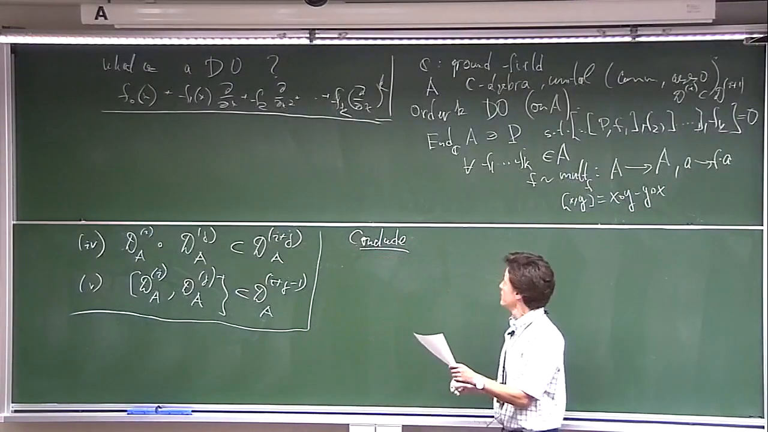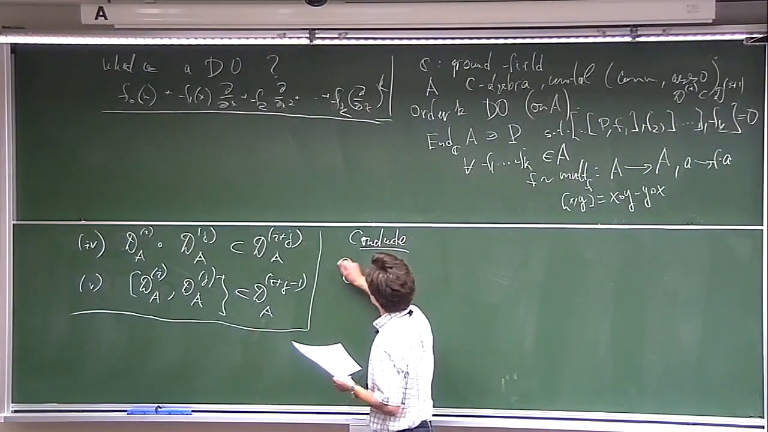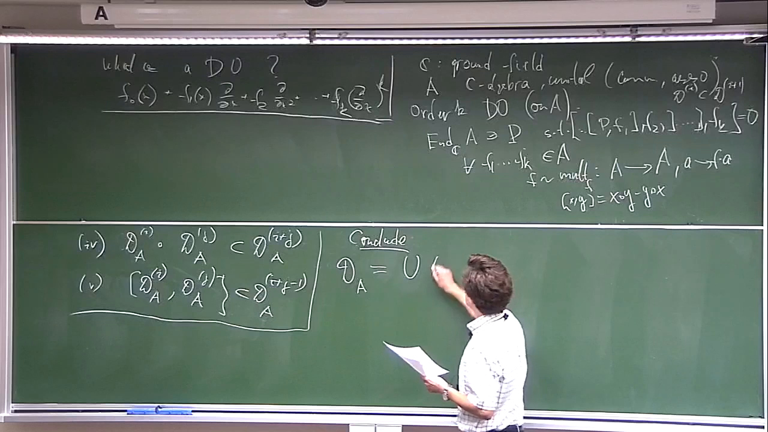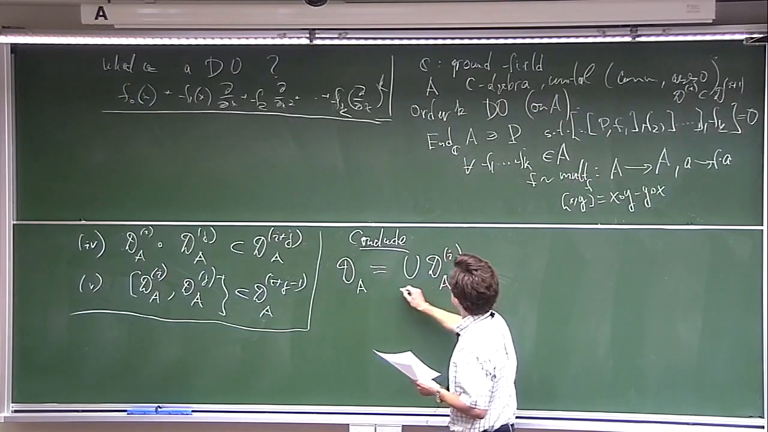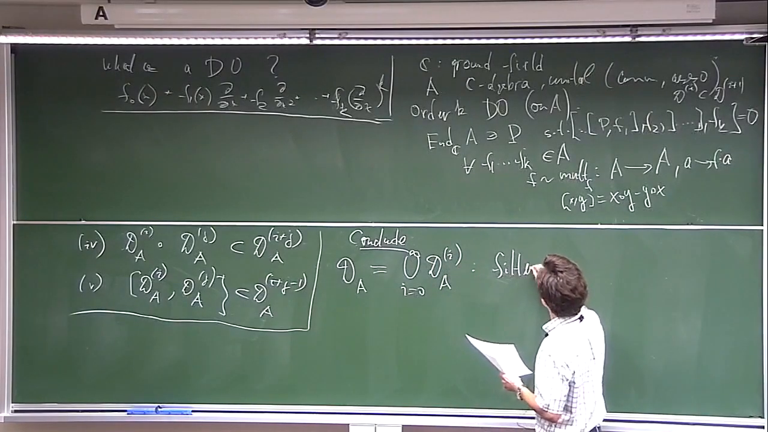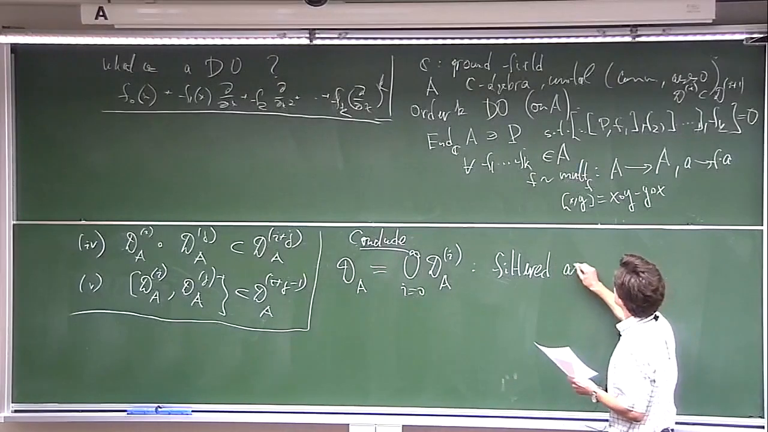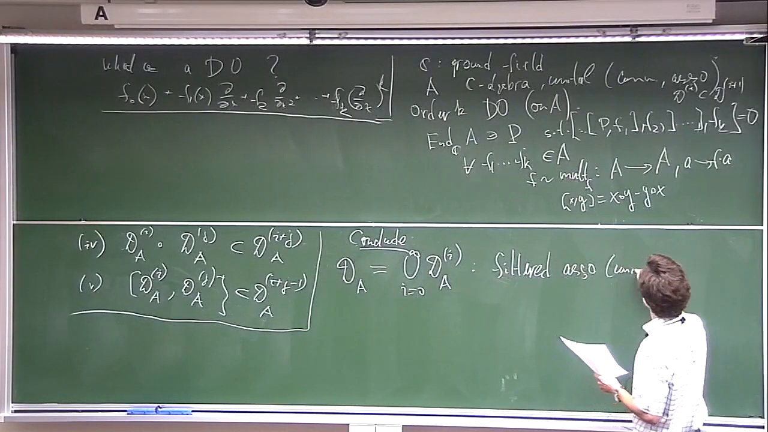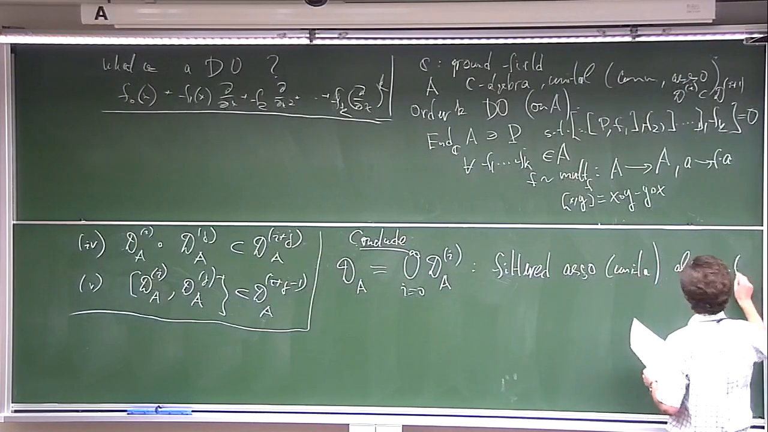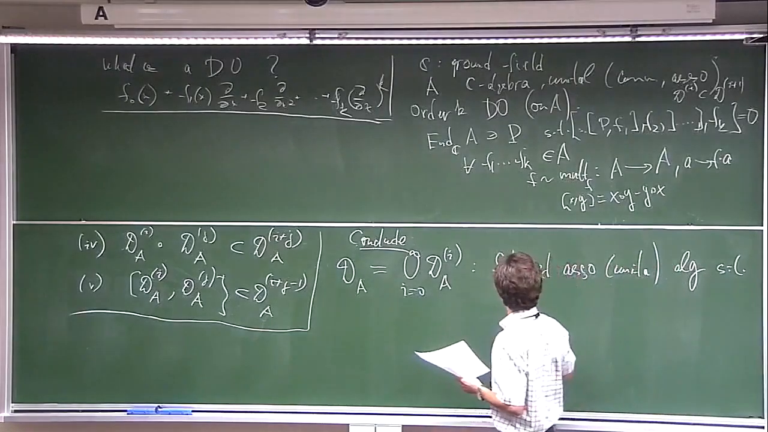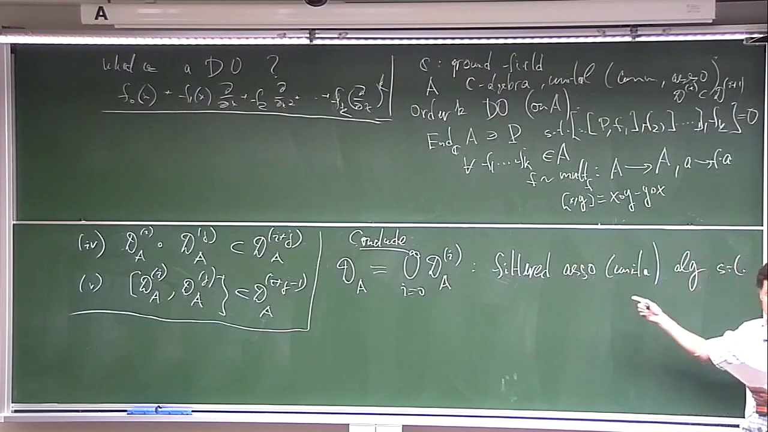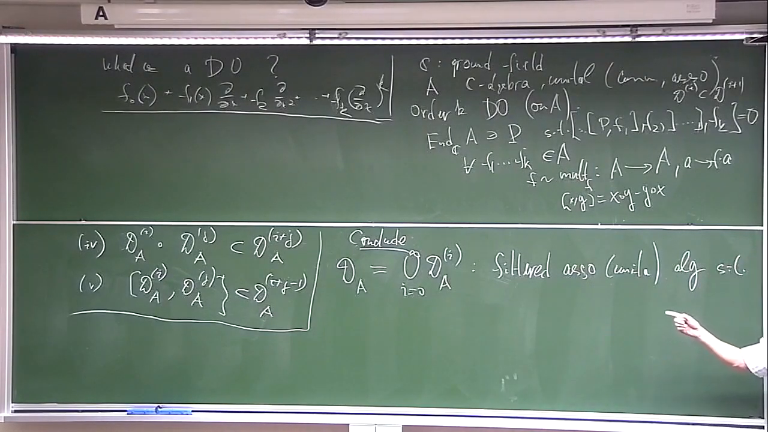allows us to conclude, in particular, there was more than that, but in particular, if we let D sub A be a union of those, and this is a filtered associative unital algebra such that 4 holds. I chose not to give you a formal definition of a filtered associative algebra. If you insist, I will. I hope this is clear.